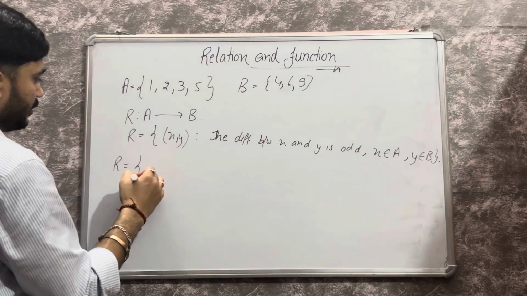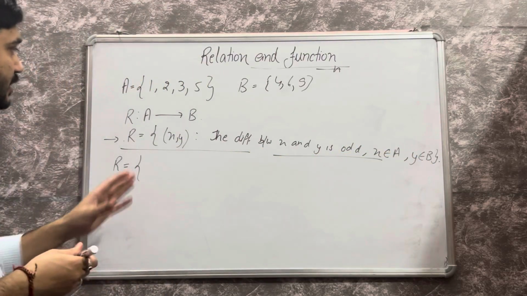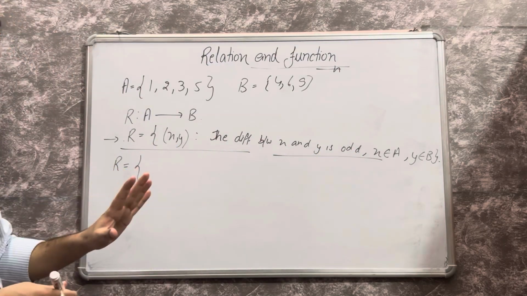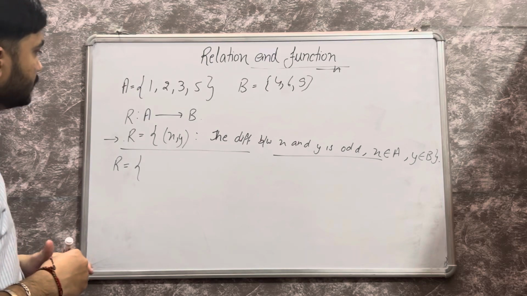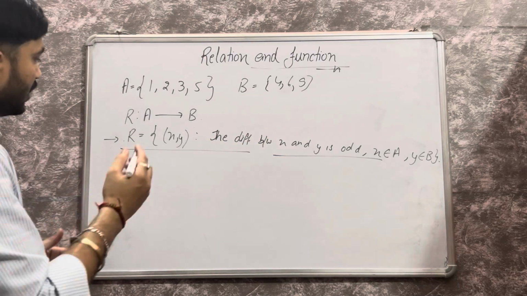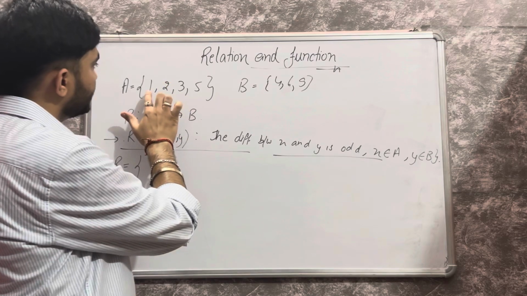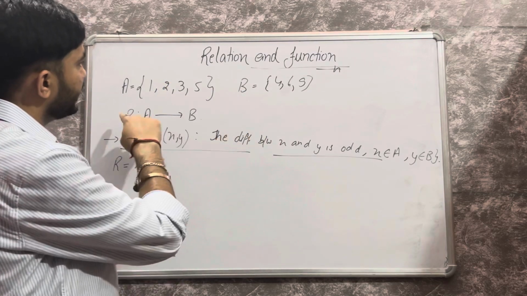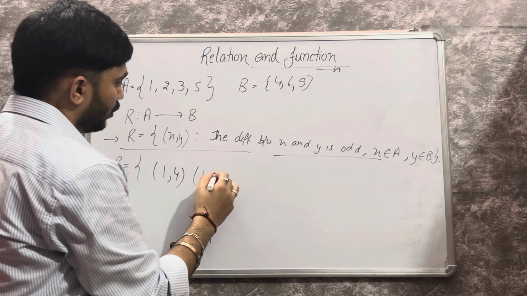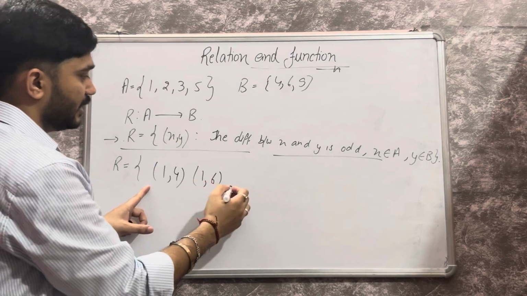Firstly, we have to represent this. This relation is in set builder form, as it is explained in words. Now we are going to represent this relation in roster form. That is, we have to take two numbers such that their difference is odd. If you take 1 here, which number will have an odd difference with 1? 4 minus 1 is 3, that is odd. 1 and 6, yes, odd. 9 minus 1 is 8, it is even, so it is not going to be in the relation.